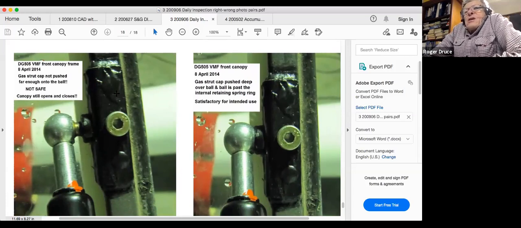Left hand is not safe. The ball has not gone past the spring clip. On the right hand side you'll see it. It's so close you can hardly fit a fingernail in there.